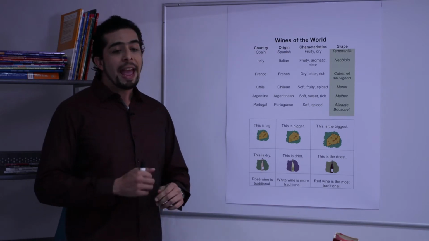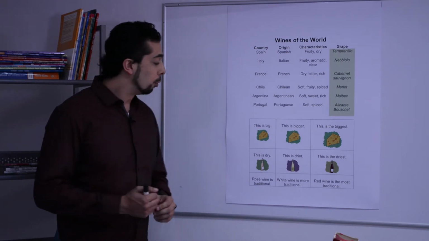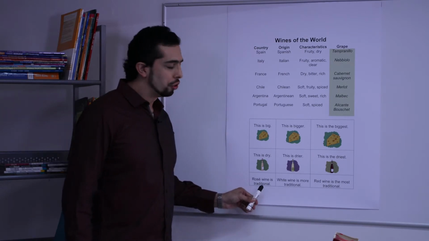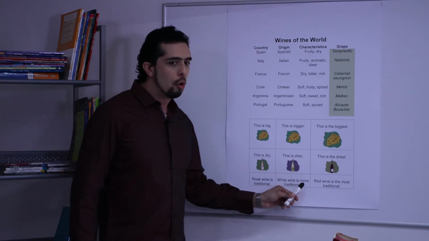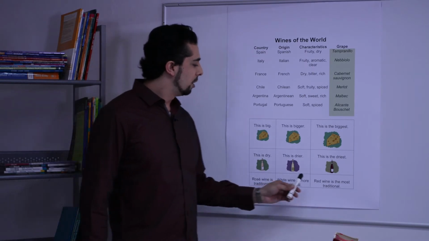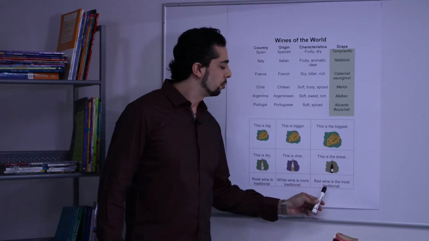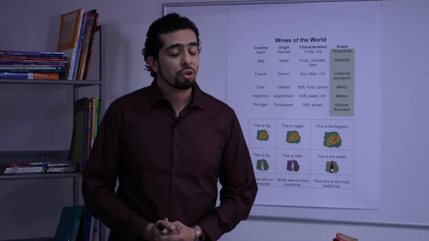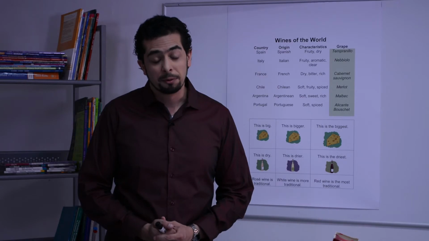However, when we have words with more than two syllables, this is how we compare. Rosé wine is traditional, white wine is more traditional, and red wine is the most traditional. And are they cheap or expensive? Well, it depends on various characteristics. Like which ones? For example, Special Harvest is more expensive.